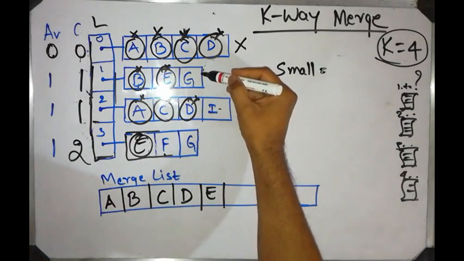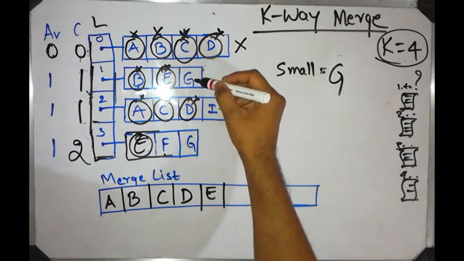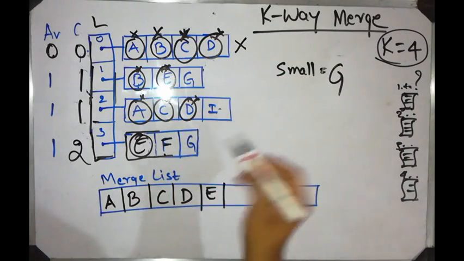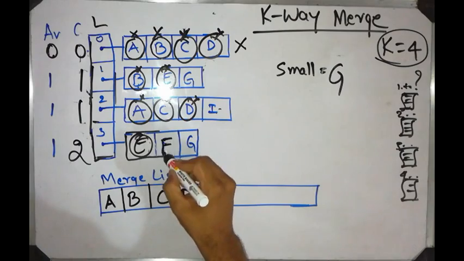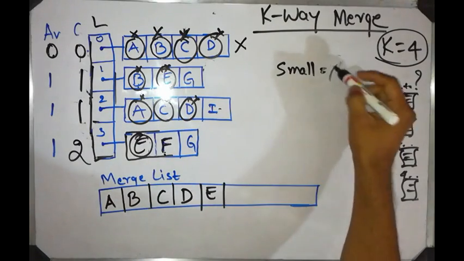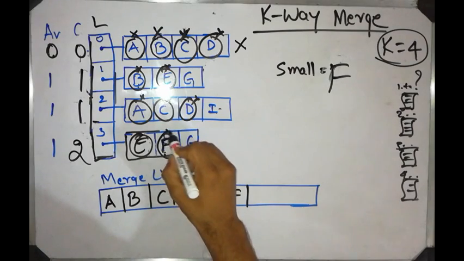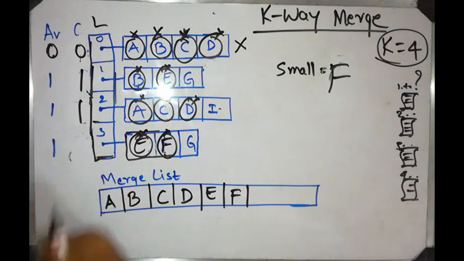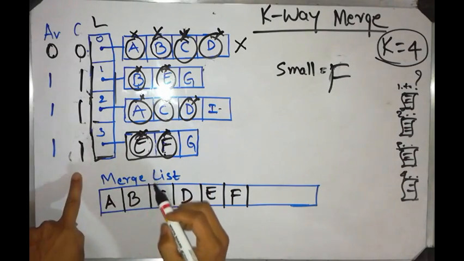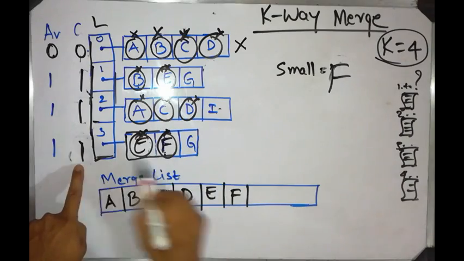When I compare with when I had G as a thing, I have F here, right? So when I compare it here, F is now the smallest one, so I'm going to write F here. I'll consider this as processed. So now the count in this particular list is just 1.